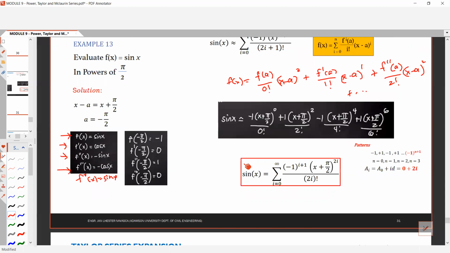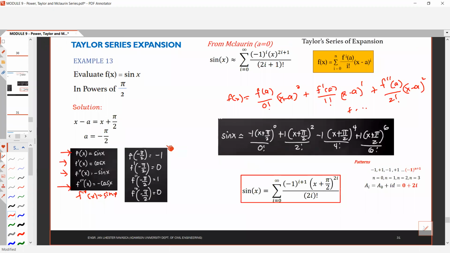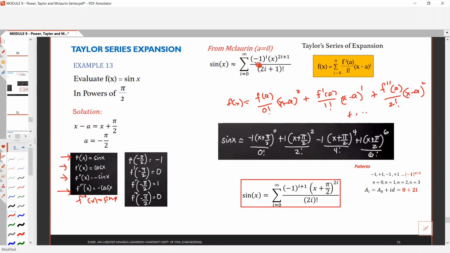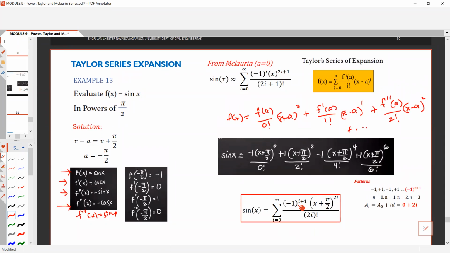Sine of x, Taylor series expansion at a is equals to -pi over 2. Okay? Sorry. So if we compare this Taylor series expansion and the Maclaurin series expansion, magkaiba sila. Yan, magkaiba sila. So hindi mo siya pwedeng gamitin doon.